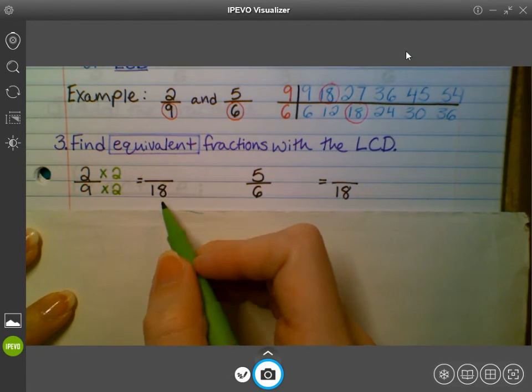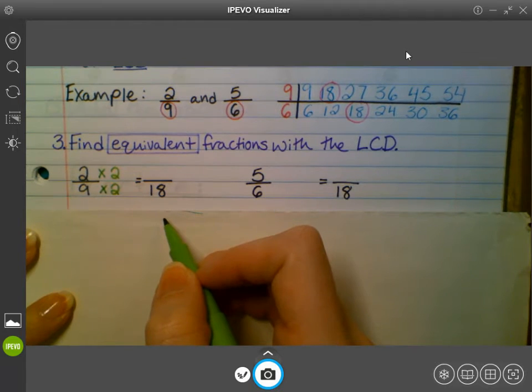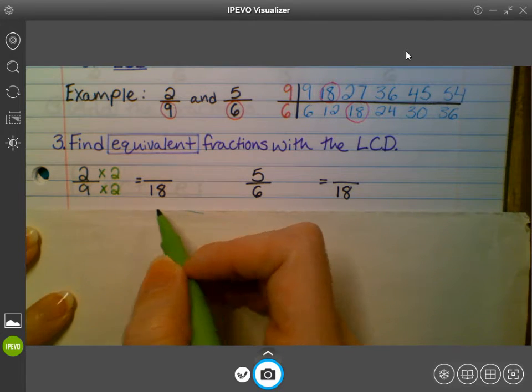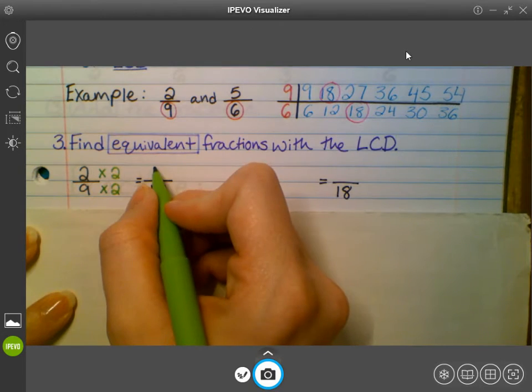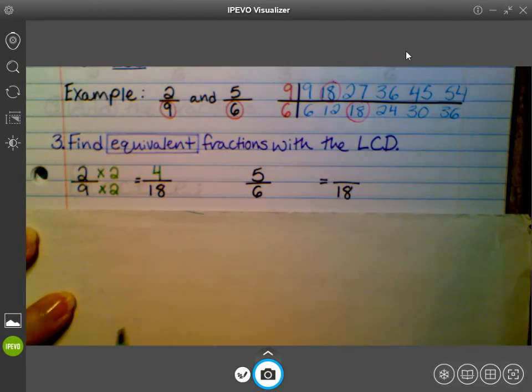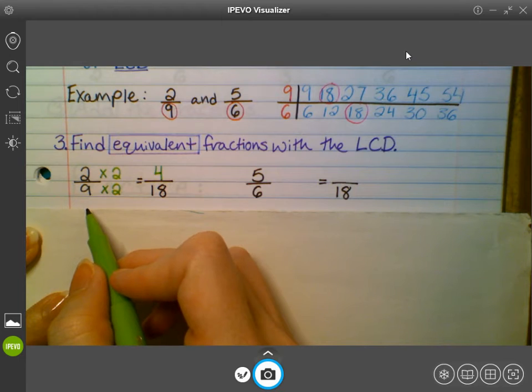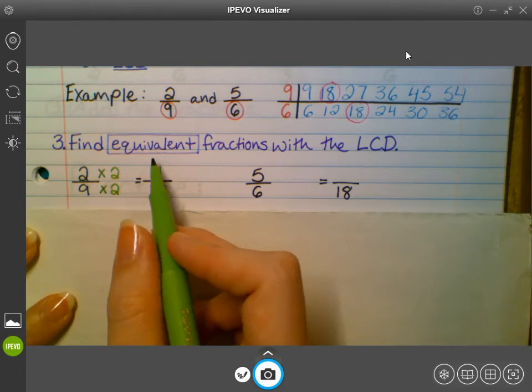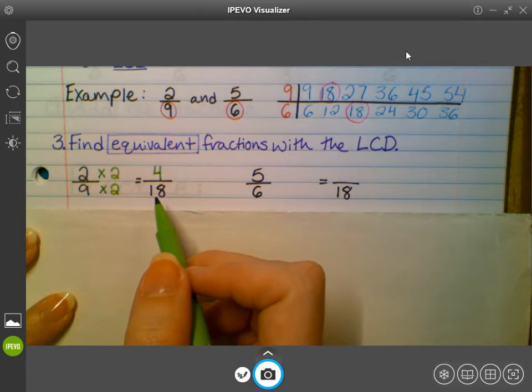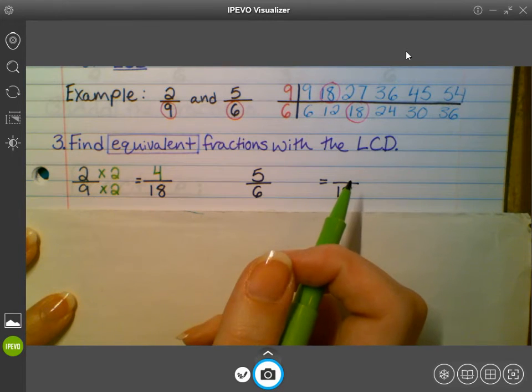So, 5th grade, to get my new fraction with 18 as the denominator, 9 times 2 equals 18. 2 times 2 equals 4. So 2/9 has the same value as 4/18. We just changed it into 4/18 so it has a common denominator with our next fraction.